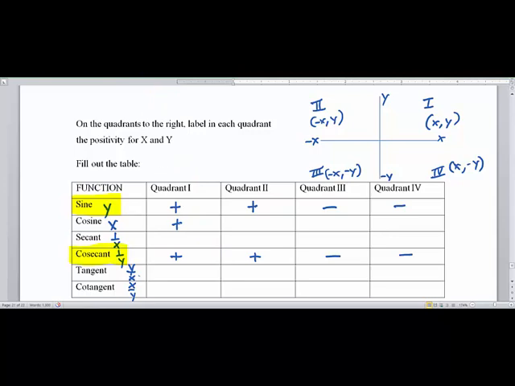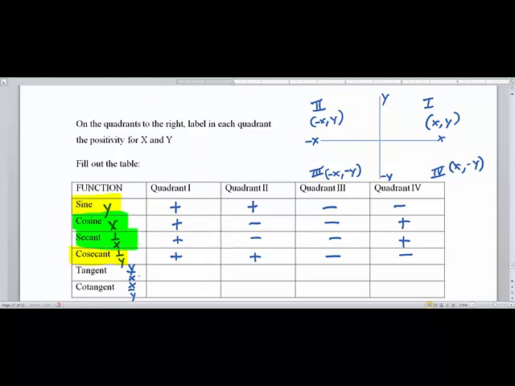Now, cosine is an x value, so it's negative in the second quadrant, and it's also negative in the third quadrant. Take a look at your x values. And then it's positive in the fourth quadrant. Taking the reciprocal of x isn't going to change the positivity and negativity, so you can see that the cosine and the secant are also going to be the same.